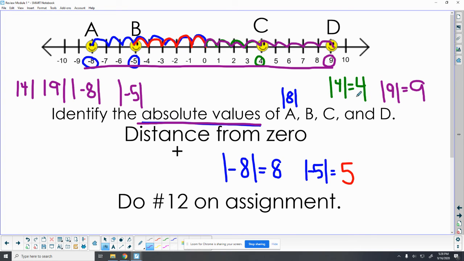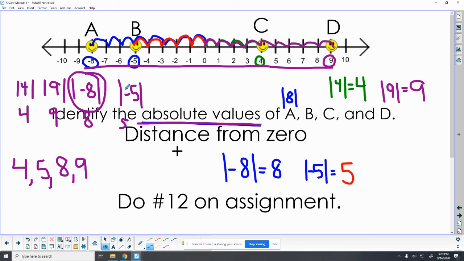So the absolute value of 4 is 4, which we figured out. 9 is 9. -8 is 8. And -5 is 5. So now if I put these in order from least to greatest, 4 comes first, then 5, then 8, then 9. So just something to think about, that the absolute value can change the order when you're comparing.